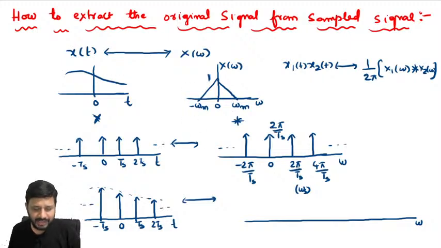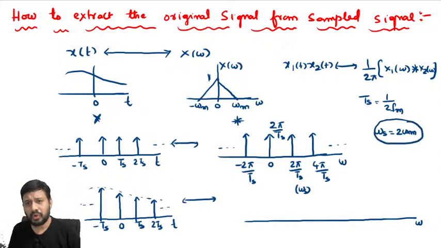Suppose I take the distance between adjacent samples in the time domain to be 1 by 2 fm, or I select my sampling frequency to be omega s equal to 2 omega m, which corresponds to critical sampling. Now what will happen? Observe, in the frequency domain convolution will happen.